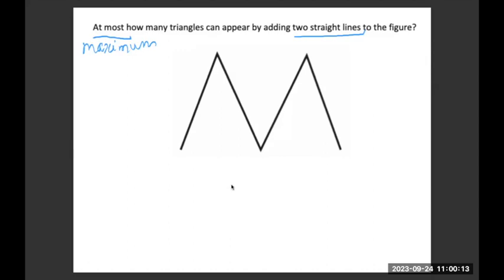Wrong answer. Please look at the question. It says which is the maximum number of triangles which will come. Wrong answer. Wrong answer.